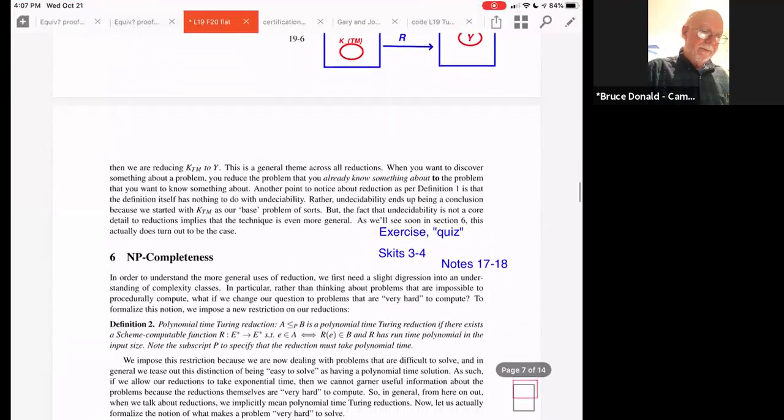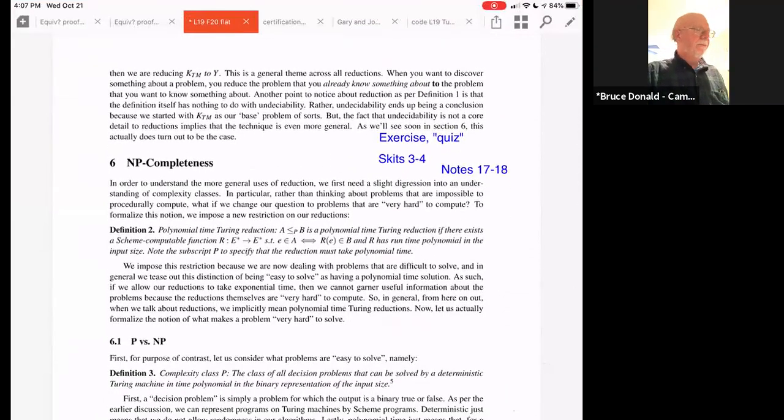Okay. We've got a question, Bruce. Sure, absolutely. What is it about the halting problem that makes it the hardest problem? Is there maybe another notion of hard that makes a different problem more hard in a sense than the halting problem?